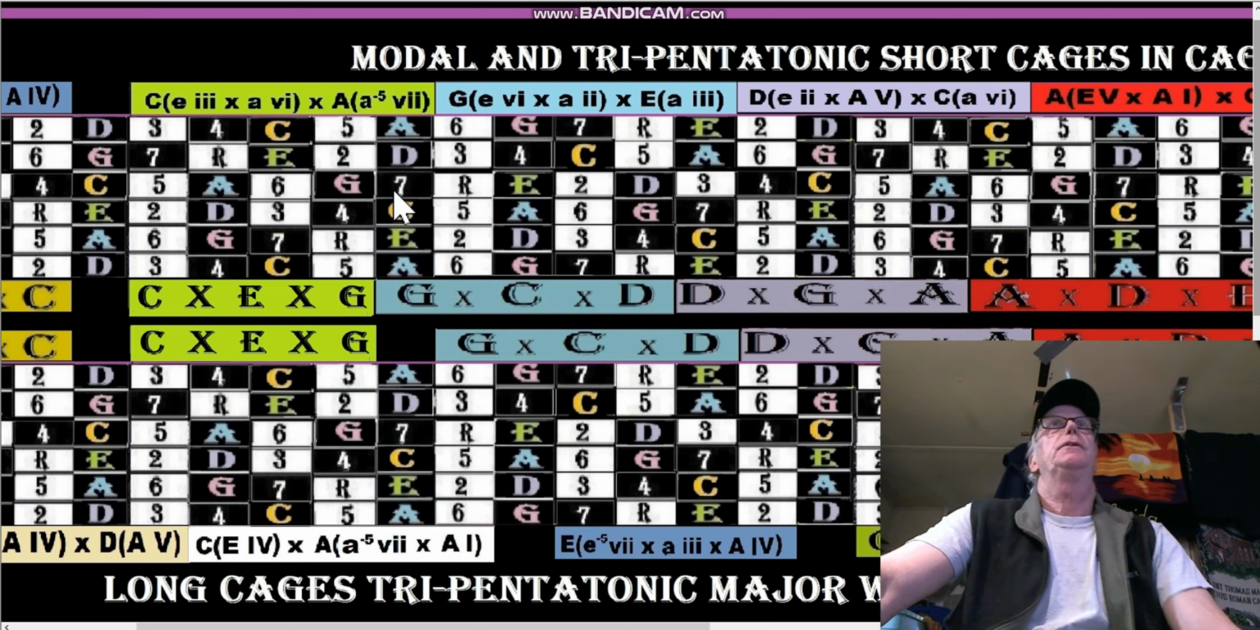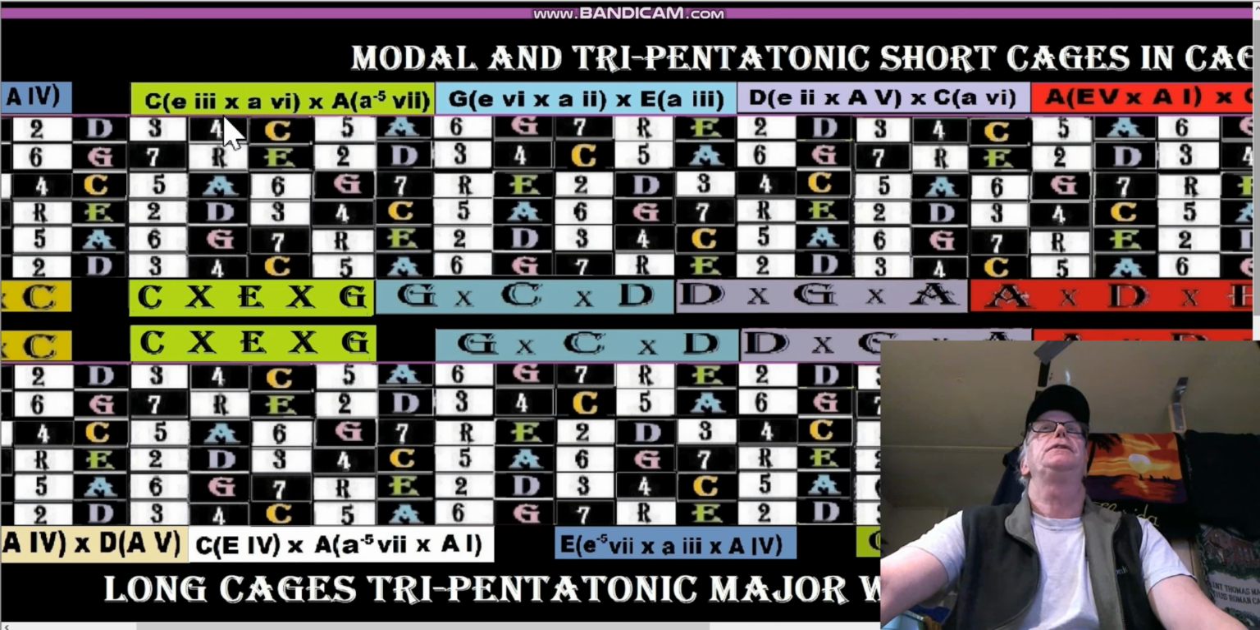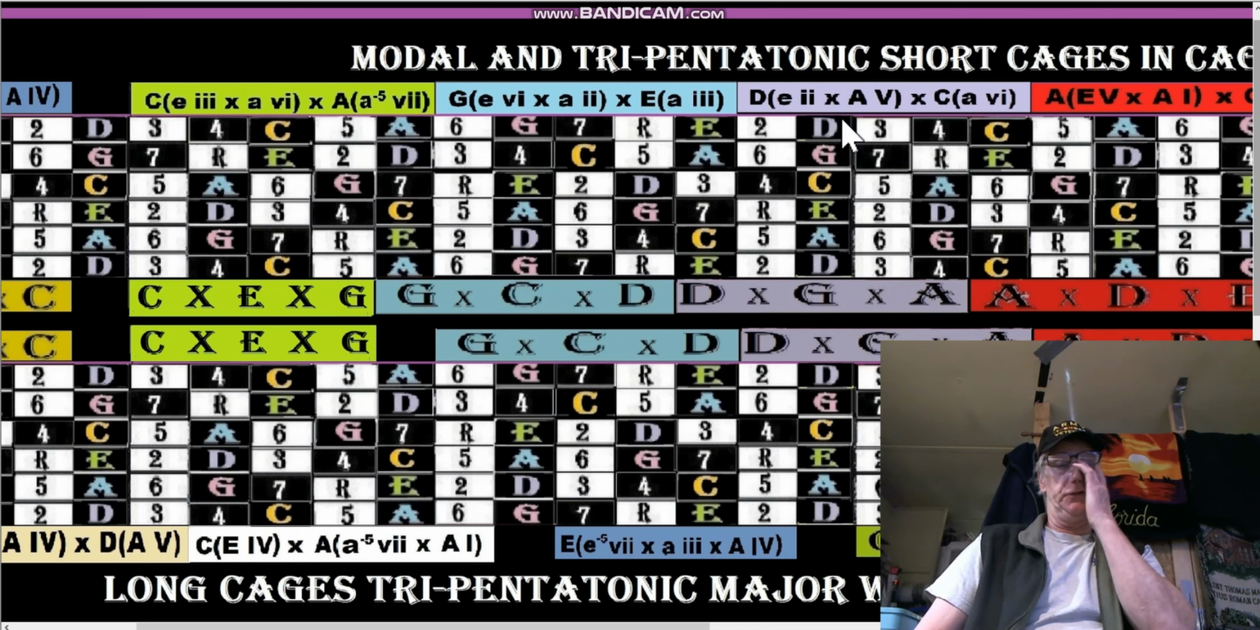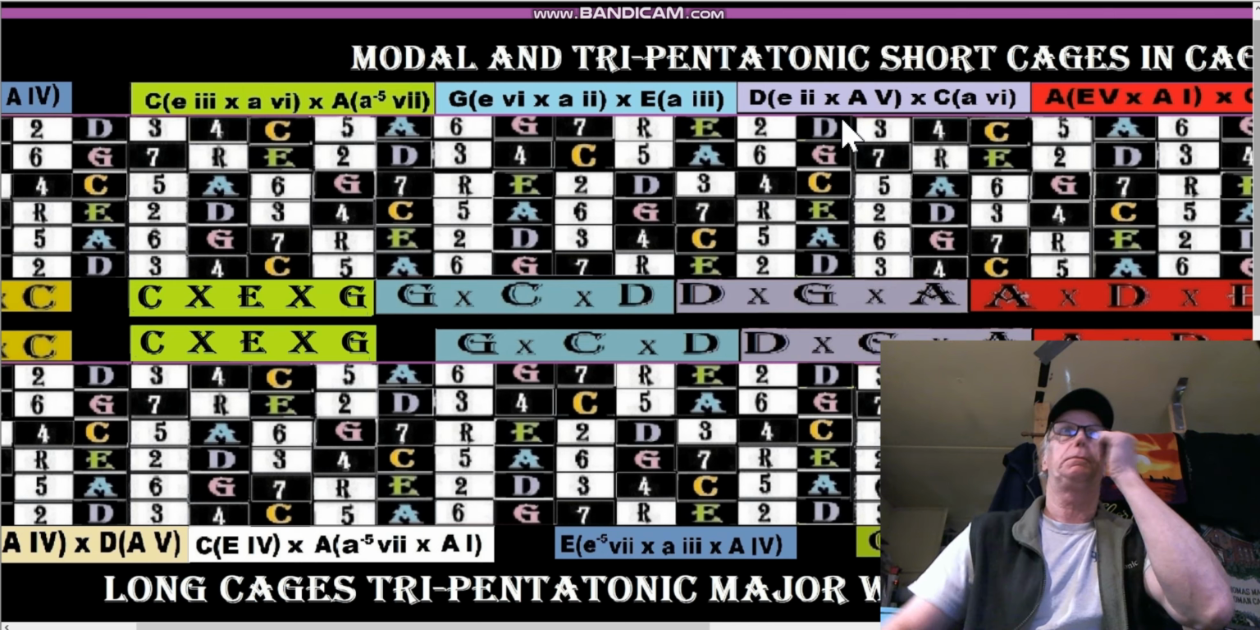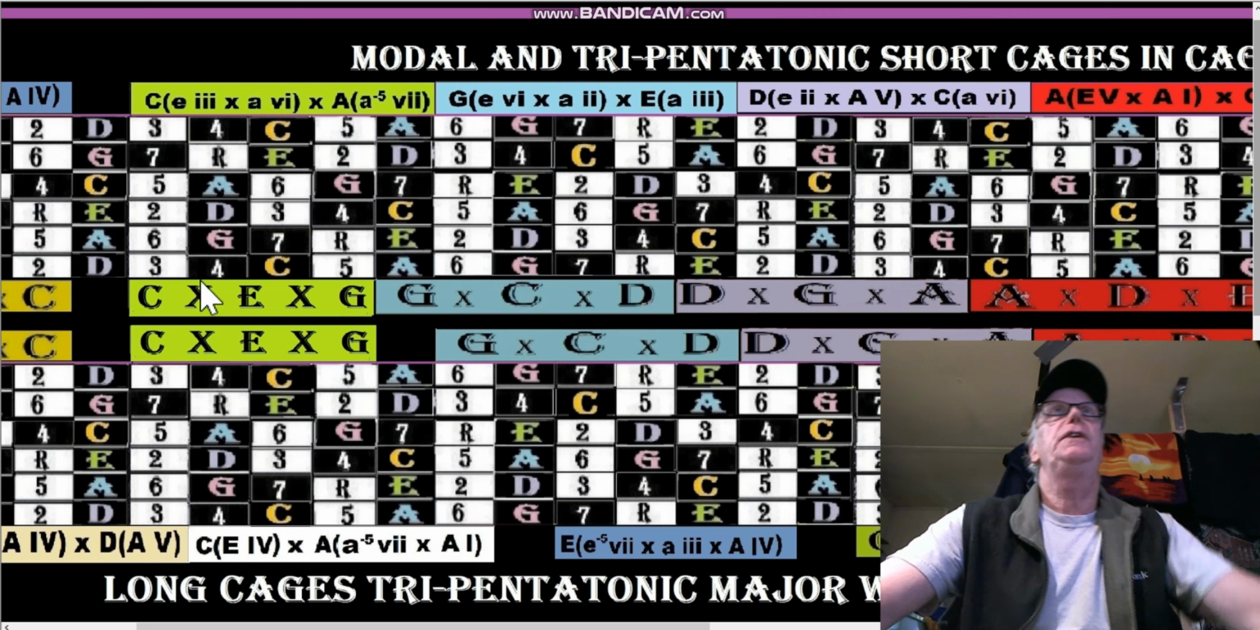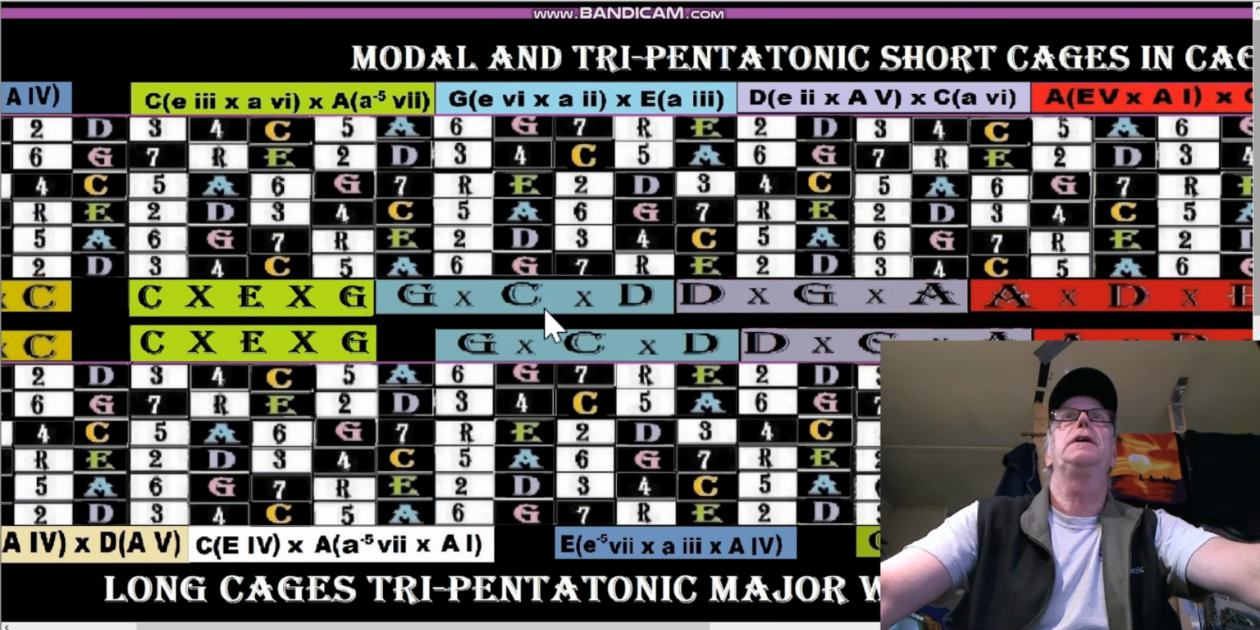Okay, so let's see how I've arranged these things. We have one, two, three, four sets of labels and two fretboards. Well, let me explain. The C, E, G, and anything with three capital letters are tri-pentatonics.